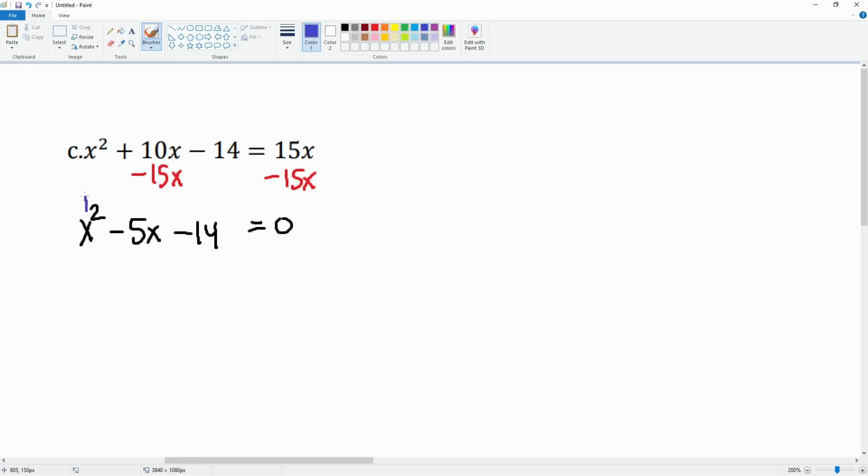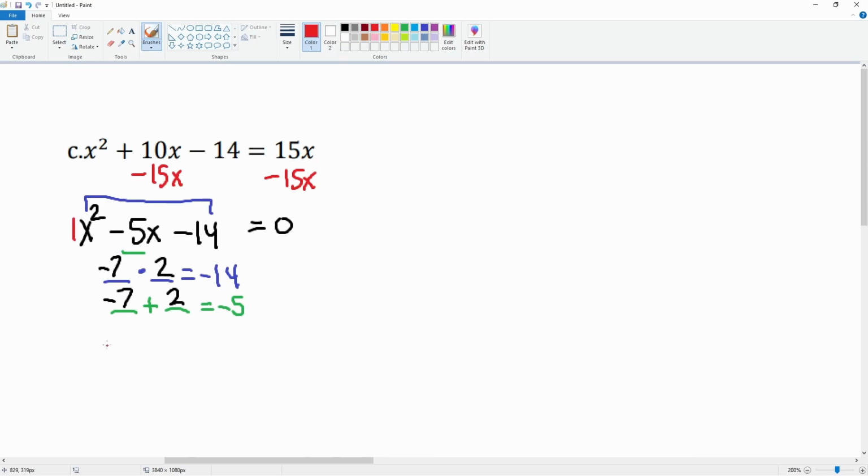Here we look to factor it. So we want to find two numbers that multiply to make negative 14 and add up to this middle number of negative 5. So those numbers are what? I think 7 and 2. And the negative is on this 7. Negative 7 times 2 is negative 14. Negative 7 plus 2 is negative 5.